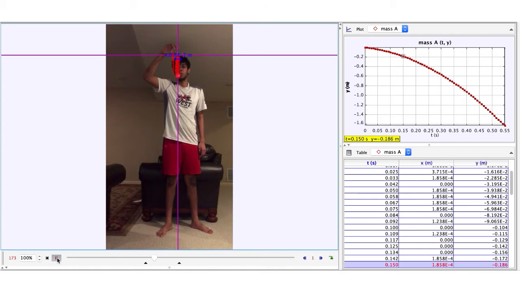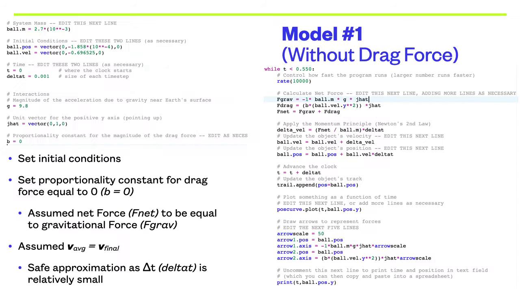Here is a video of the ball falling. As you can see, I defined the x-axis as going horizontal with the positive x pointing to the right, and defined the y-axis as going up and down, with negative y going down.